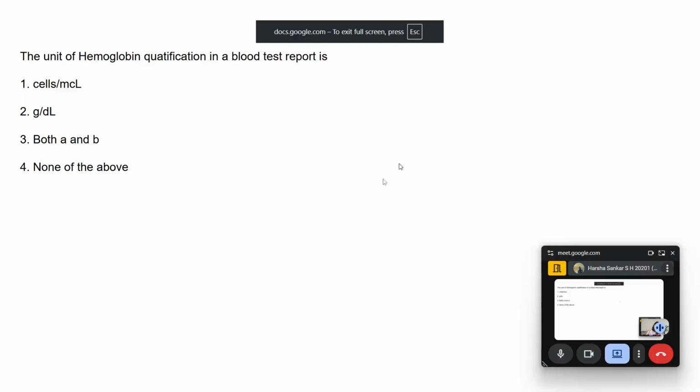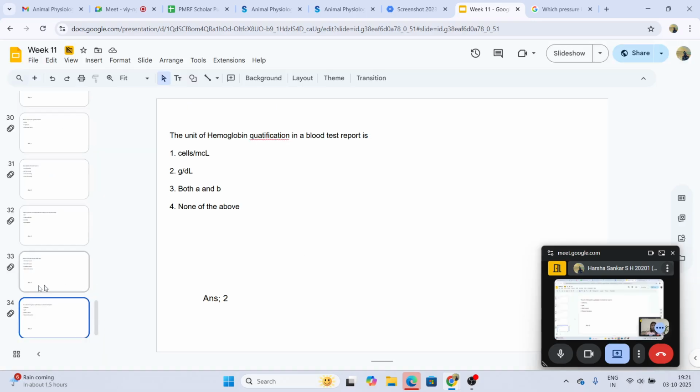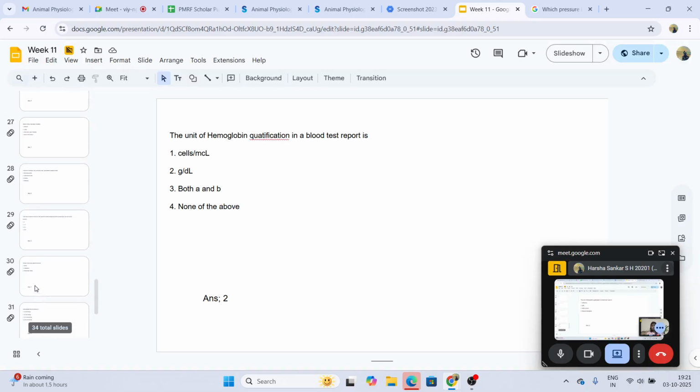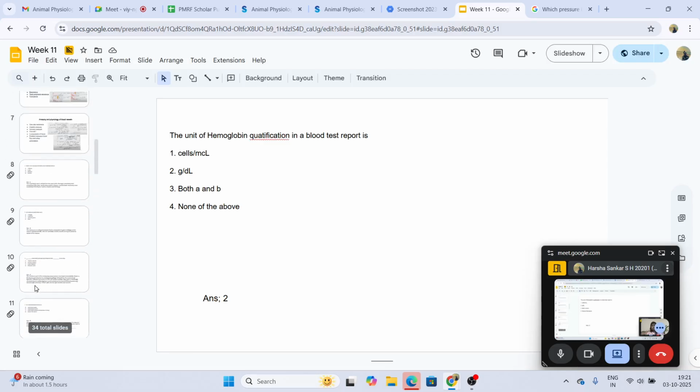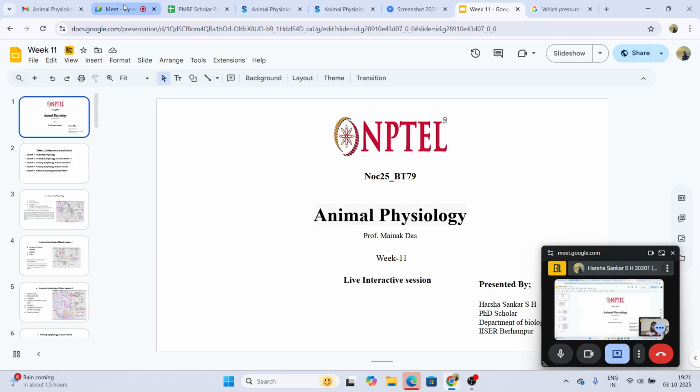Correct answer is gram per deciliter. Okay. And that also varies for men versus women. So that is about today's questions.